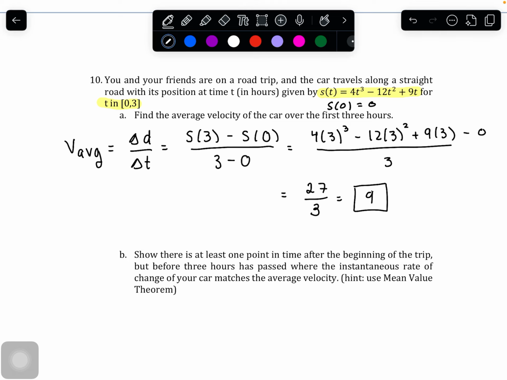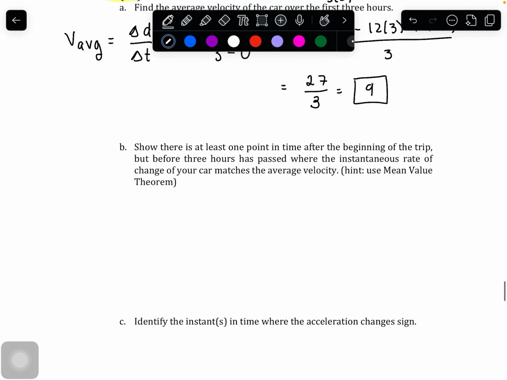Awesome. Now, we're asked to show there is at least one point in time after the beginning of the trip, but before the 3 hours has passed. So one point between 0 and 3 where the instantaneous rate matches the average velocity. Well, we already found the average velocity, right, of 9.